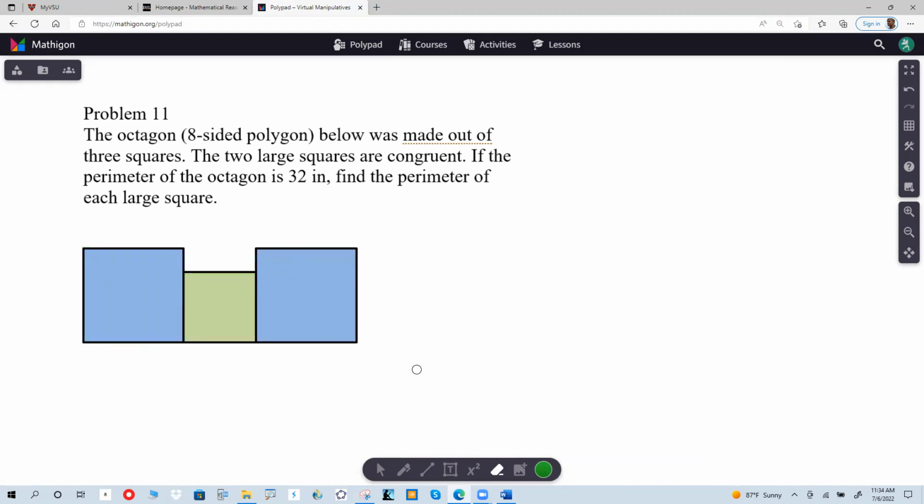Okay. 3 squares I can see. The 2 large squares are congruent. The 2 blue squares are congruent. They're identical. The perimeter of the octagon is 32. Find the perimeter of the large square. All right. Now, we have to be careful here. So, the perimeter of the large square is this.